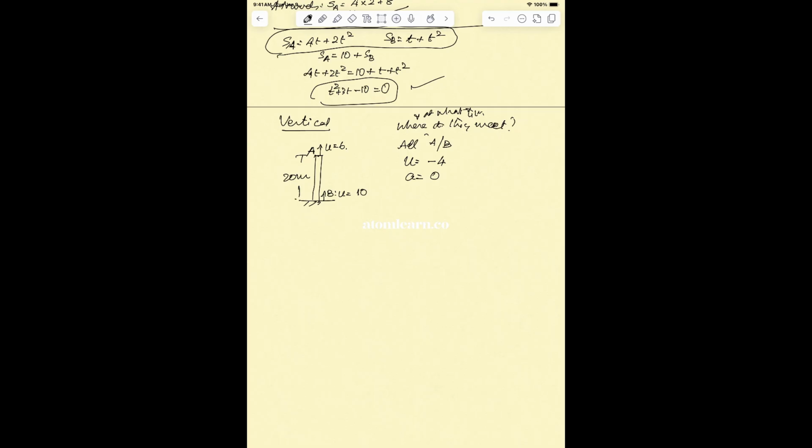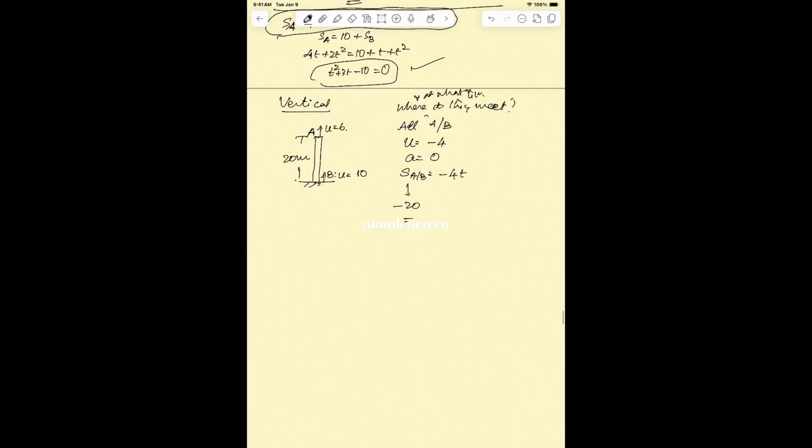The equation of S of A relative to B is equal to ut plus half at squared, which happens to vanish. Therefore, just ut. For meeting, what is the condition? Because B is at rest, the displacement of A relative to B should be equal to minus 20. This happens at t equal to 5.